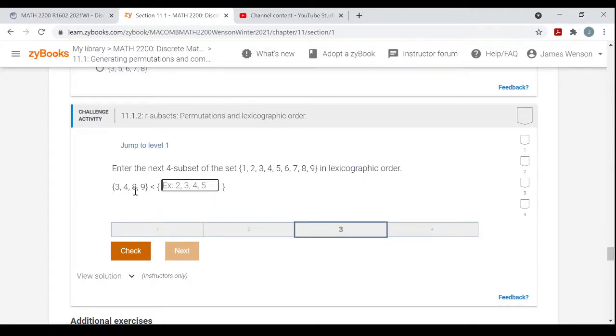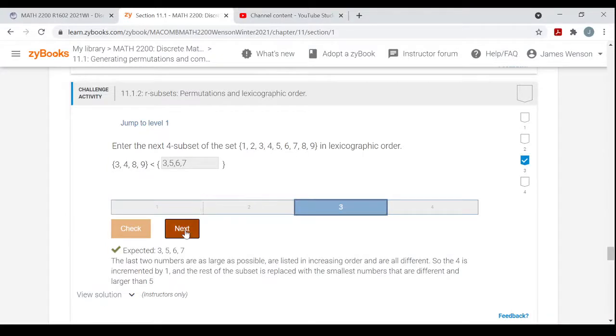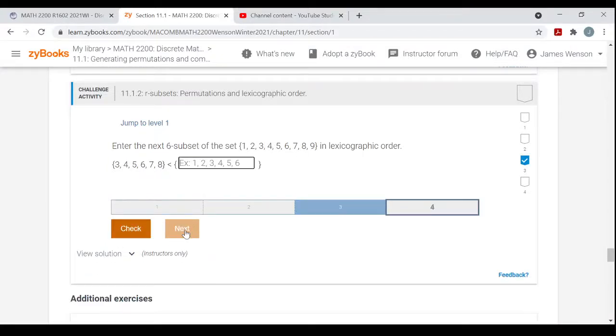All right, so again, 3, 4, 8, 9 from the set 1 through 9 again. Can't bump that up, can't bump that up. That would be 5, right? So 3, 5, 6, 7. All right. So again, very quick and easy once you get the hang of it. And the last one, same deal. Right. And that's it.